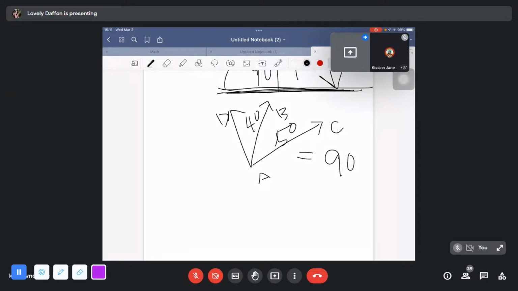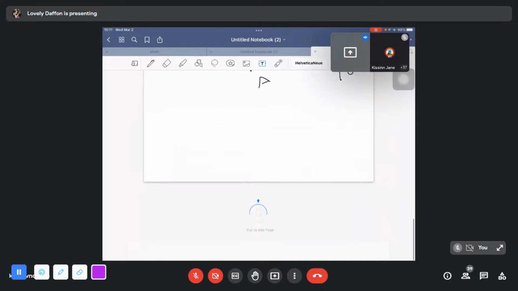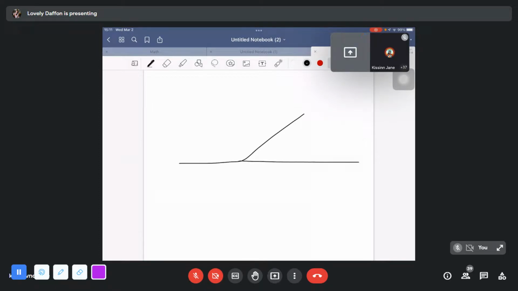Another thing, let's go to supplementary. It is easy too. For supplementary angles, for example, we have here like this, and then we have like this. Say this is 105. So how much is this one now below, on the other side?